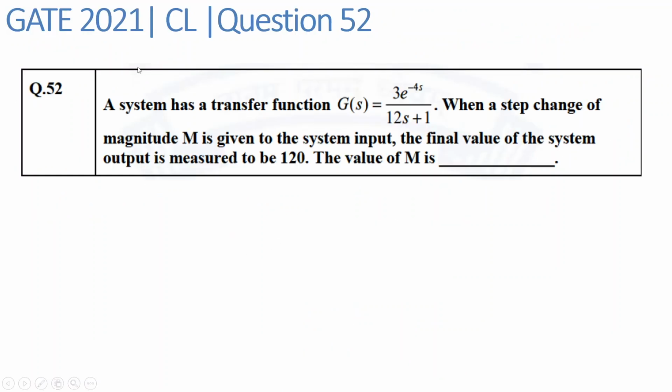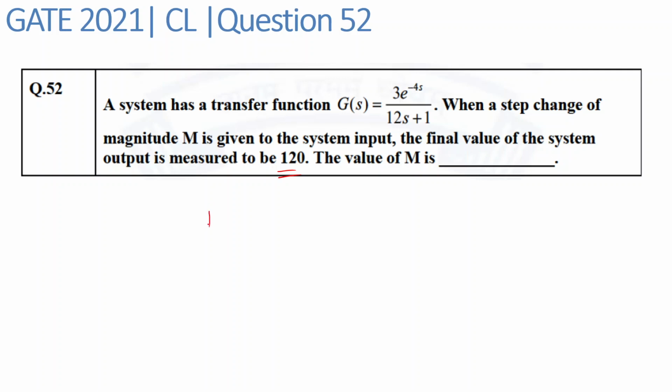So this is question number 52 of GATE 2021. The question is: a system has a transfer function g of s equal to 3 e raised to minus 4s upon 12s plus 1. When a step change of magnitude m is given to the system input, the final value of the system output is measured to be 120. What is the value of m?